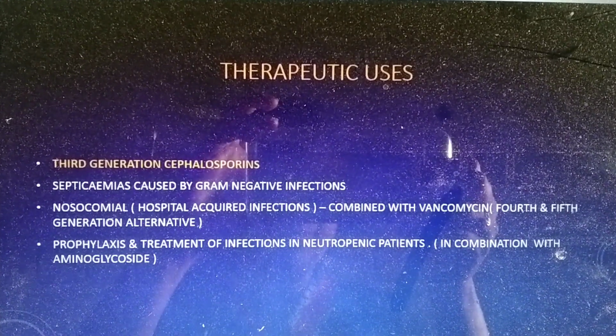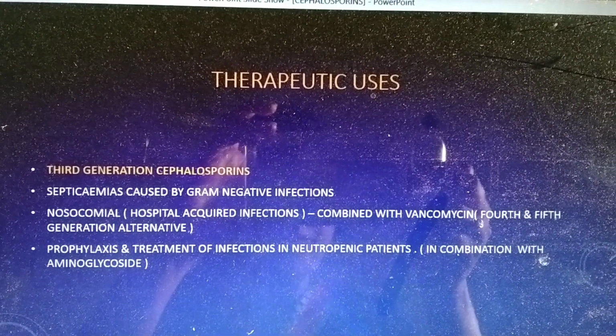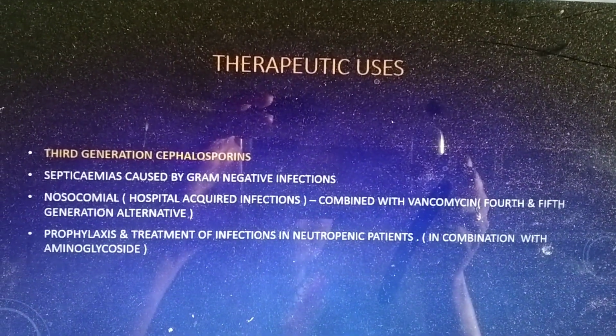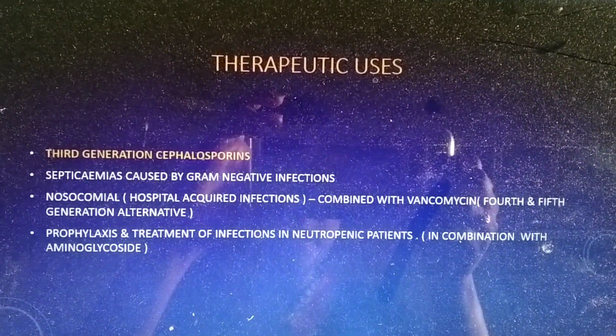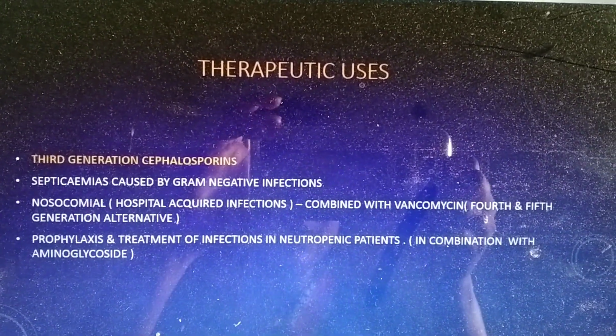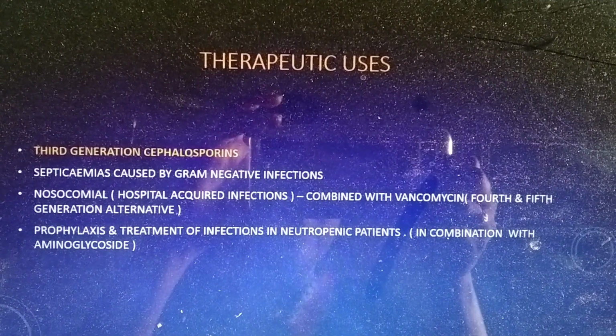Then the next use is in prophylaxis and treatment of infections in neutropenic patients. Neutropenic patients are patients of cancer, HIV infection and other neutropenic patients. So here the third generation cephalosporins are combined with an aminoglycoside.